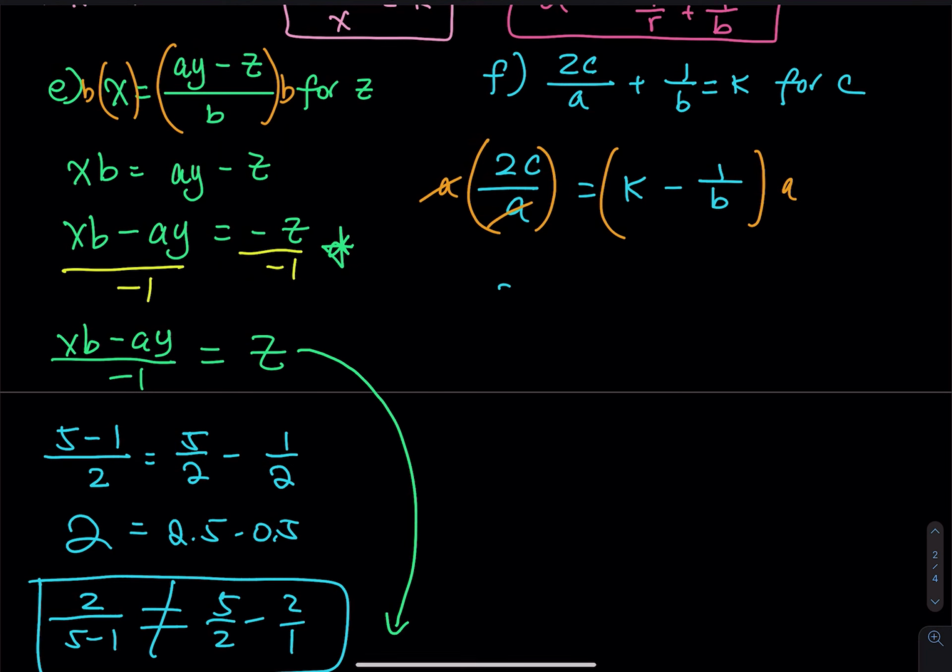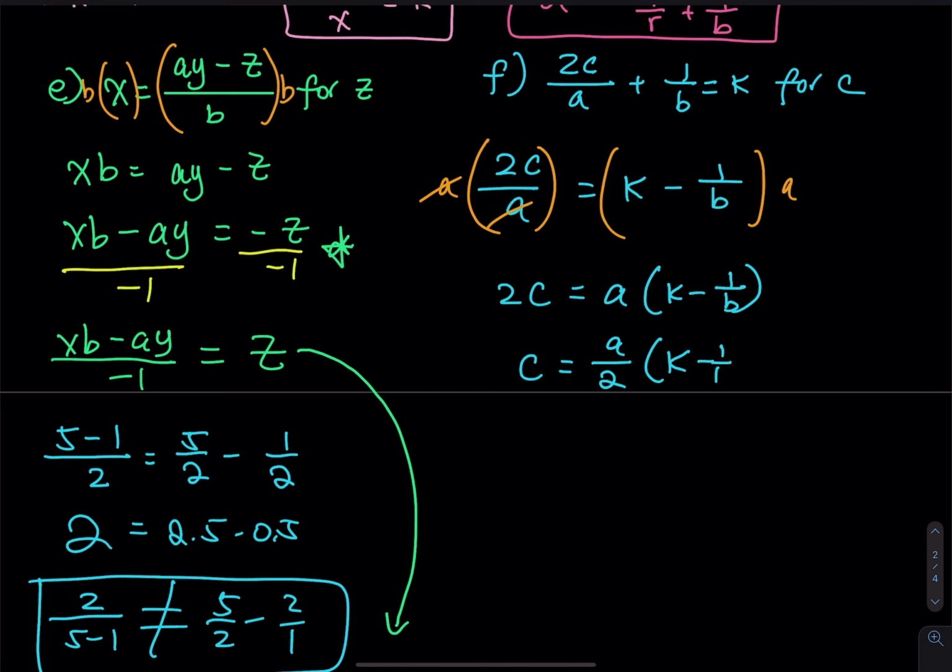And then you have 2c equals to, should I put it in or just leave it right there? You can either multiply or just leave it right there. Like I will just keep the a out there. a times k minus 1 over b, and then when you divide both sides by 2, then you have c equals a divided by 2, and then k minus 1 over b.